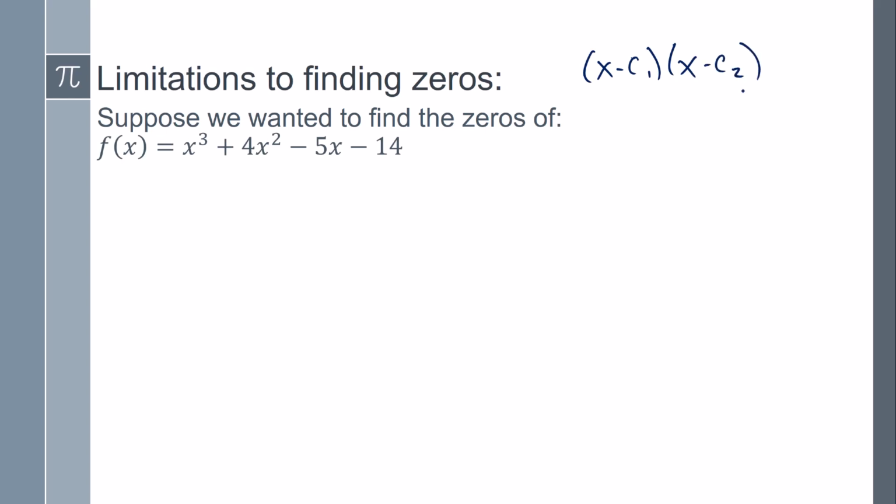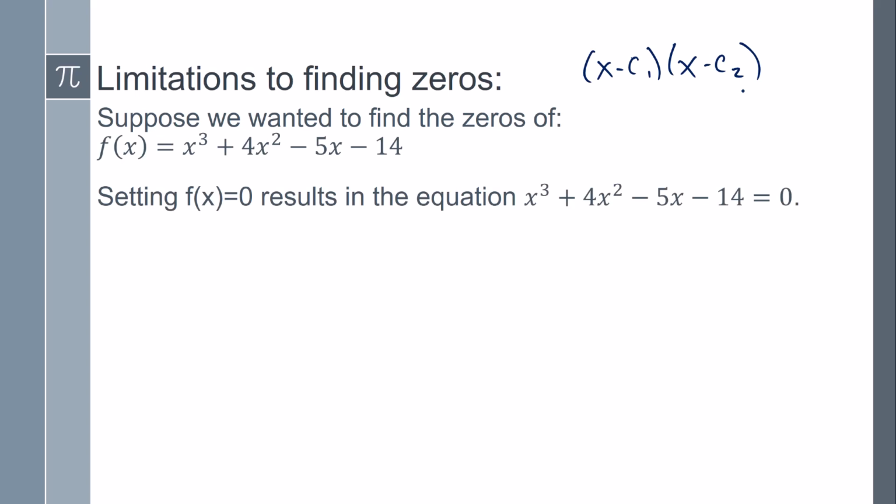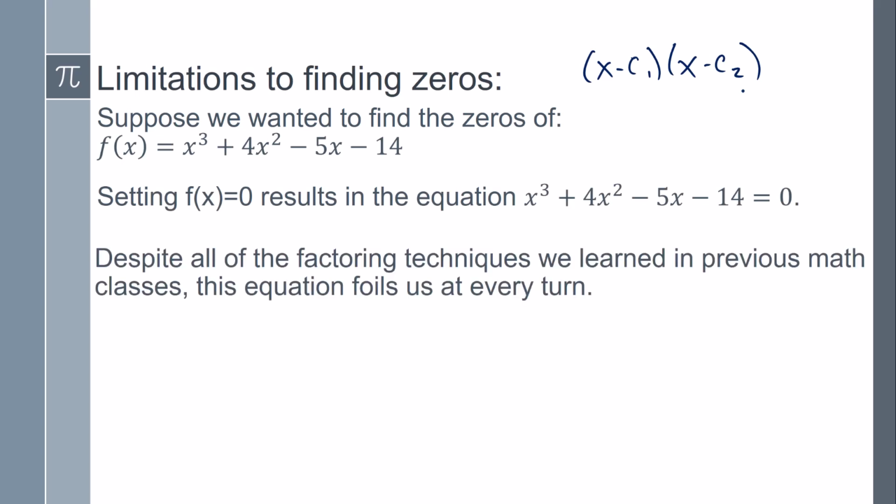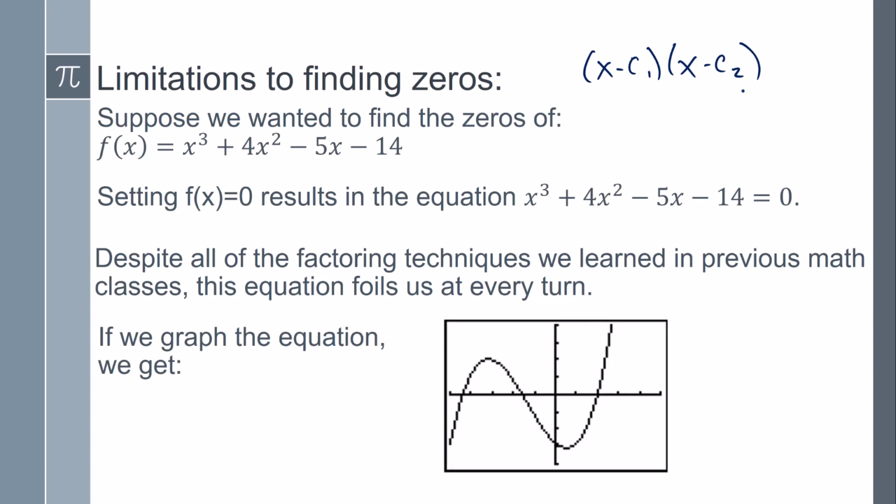But let's just say we have a polynomial that's not factored, like this x cubed plus 4x squared minus 5x minus 14. And what if I wanted to find the zeros? Well, we would take our function and set it equal to 0, as typical, but we don't have any of the factoring techniques that we need. Now, if we graph it, we could look at the zeros on the graph. Okay, I got a 0 here, I got a 0 here, I got a 0 here.